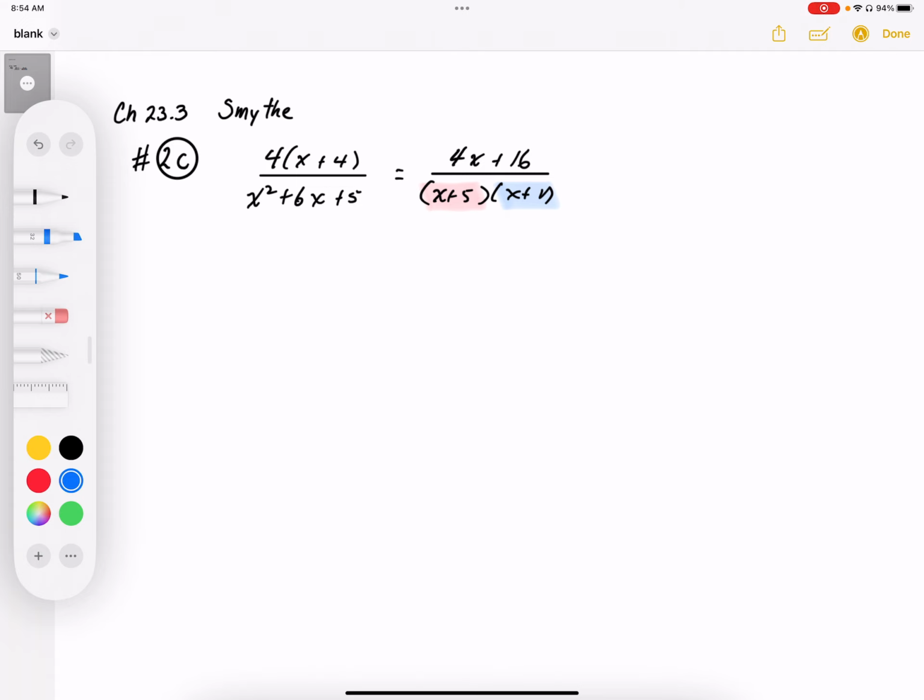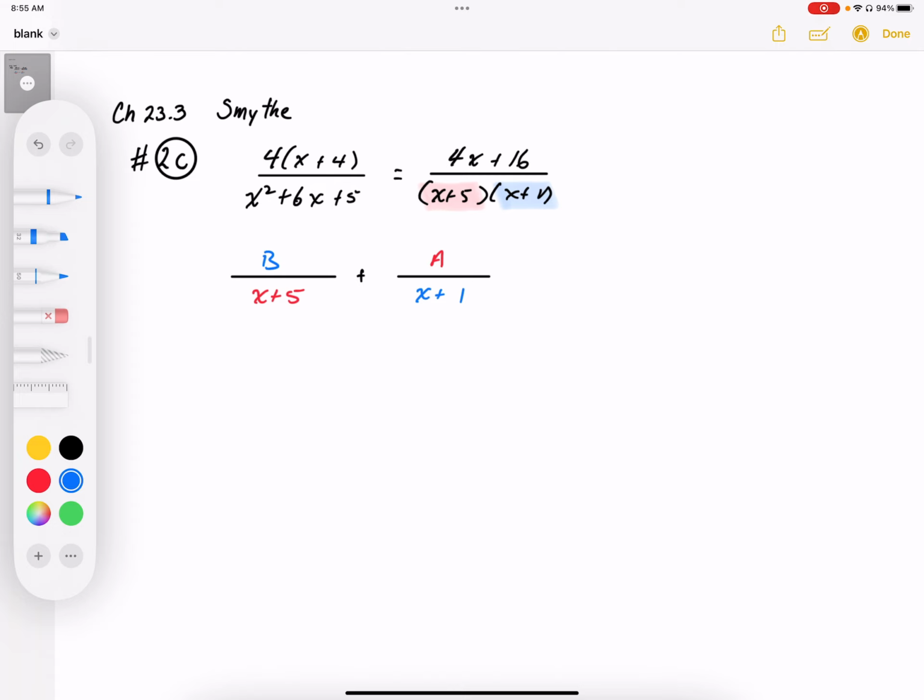Okay, so I have x plus 5, x plus 1, and I'm going to set up my partial fractions. So I have my b over x plus 5 plus my a over x plus 1. Okay, and I could have switched those a's and b's around, but I just want to keep these color coded.